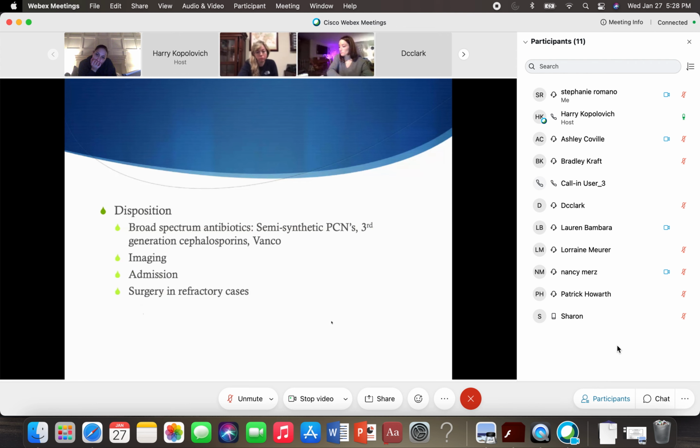These patients should be treated with broad-spectrum antibiotics, specifically semisynthetic penicillins, Augmentin, or if they have an IV line, then you should be giving them third-generation cephalosporin like ceftazidime or ceftriaxone, or vancomycin in combination with something that'll cover gram-negatives. You should be getting a CT scan on these patients.